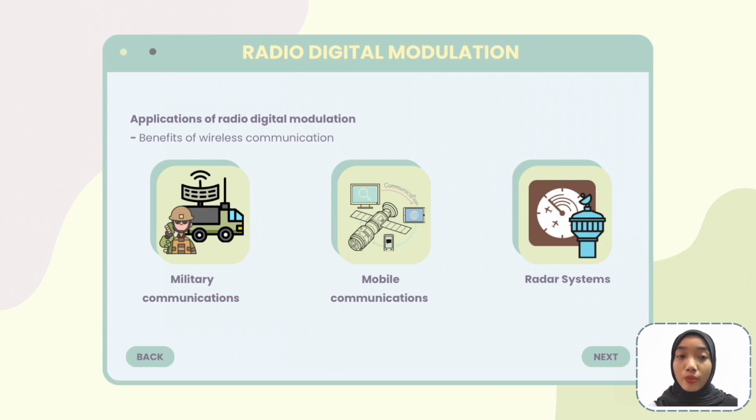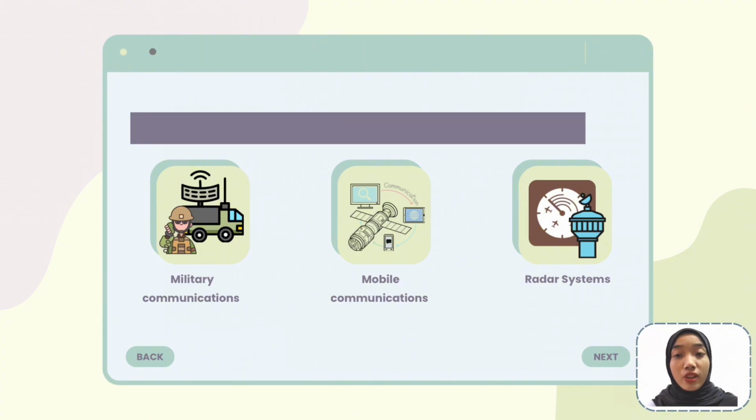Next, we have mobile communications. Radio digital modulation is the backbone of technologies such as 4G and 5G. It allows us to experience high-speed internet, clear voice calls, and reliable video streaming. The third one is radar systems. Digital modulation is vital for radar systems, which are used in air traffic control, weather monitoring, and defense applications. It ensures accurate detection and tracking of objects, contributing to safety and efficiency in this field.